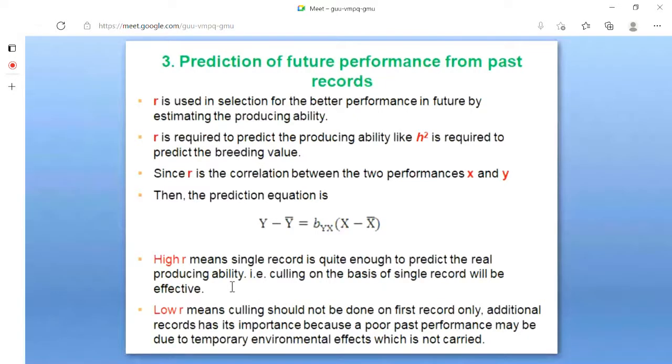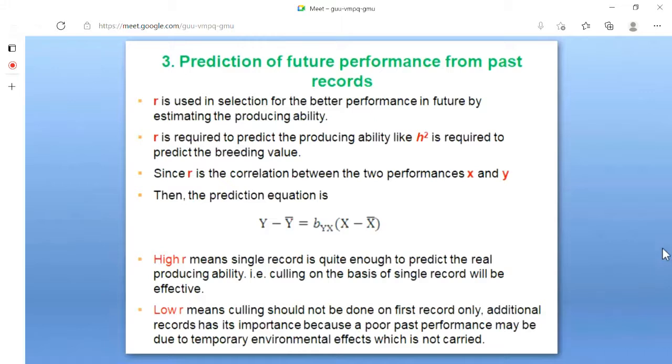a single record is quite enough to predict the real producing ability. If the repeatability is high, then a single record is quite enough to predict the real producing ability. That is, culling on the basis of a single record will be effective. And low repeatability means culling should not be done on the first record only. Additional records are important because a poor past performance may be due to a temporary environmental effect which is not carried over.